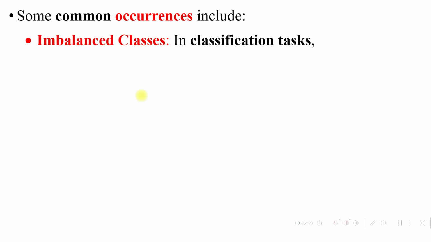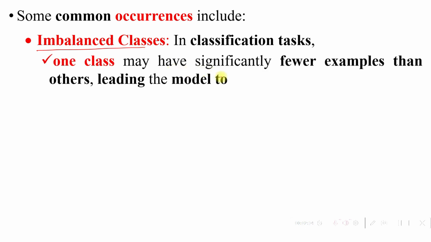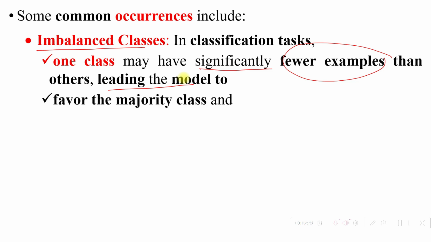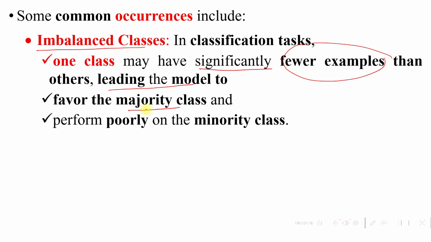Another common occurrence is imbalanced classes. In a classification task, one class may have significantly fewer examples than another, leading the model to favor the majority class and perform poorly on the minority class. So in classification models, you have to represent all the features in an equal distribution of the data.